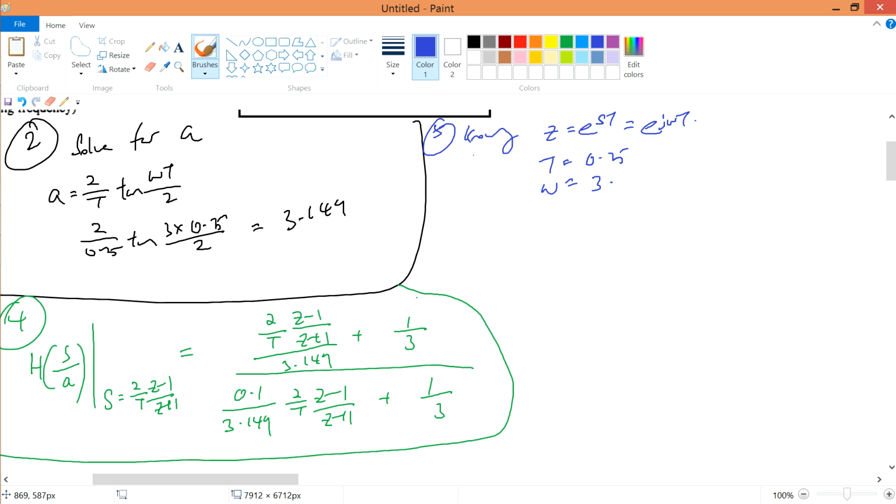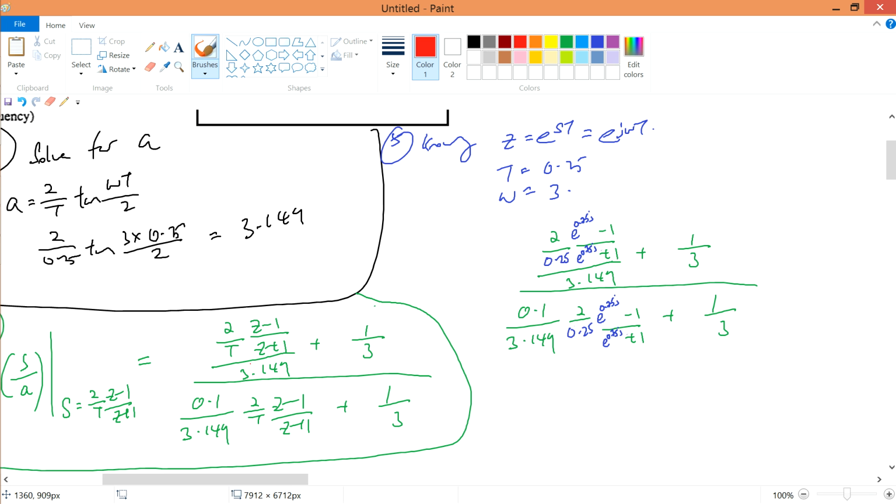The fifth step now is to sub in again. You know that your Z is equal to e^(ST). All your Z's over here are equal to e^(ST), or in other words e^(j omega T), because our S is equal to j omega. T, you know, is 0.25, and your omega is equal to 3. So I'll just sub in all these into this. To prove that I'm not cheating, your T is 0.25, and then your Z I sub in as e^(0.75j). This is 0.75.